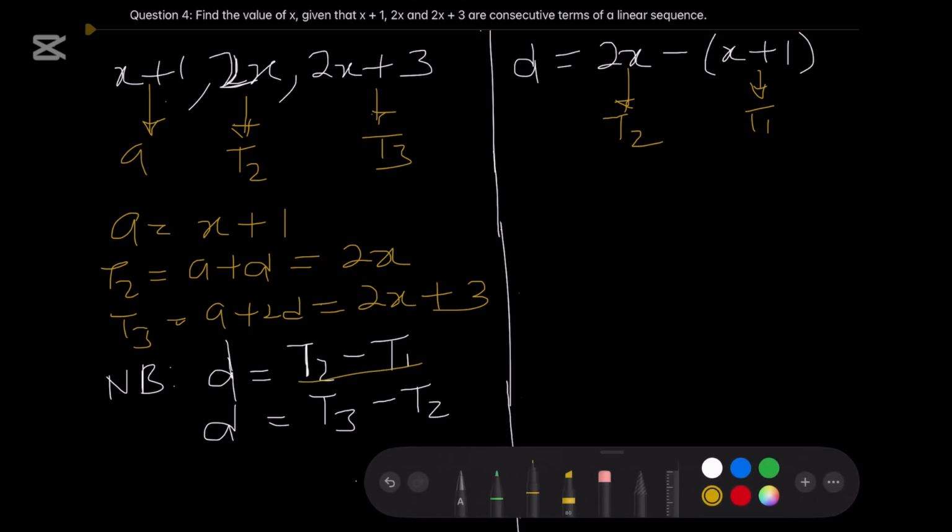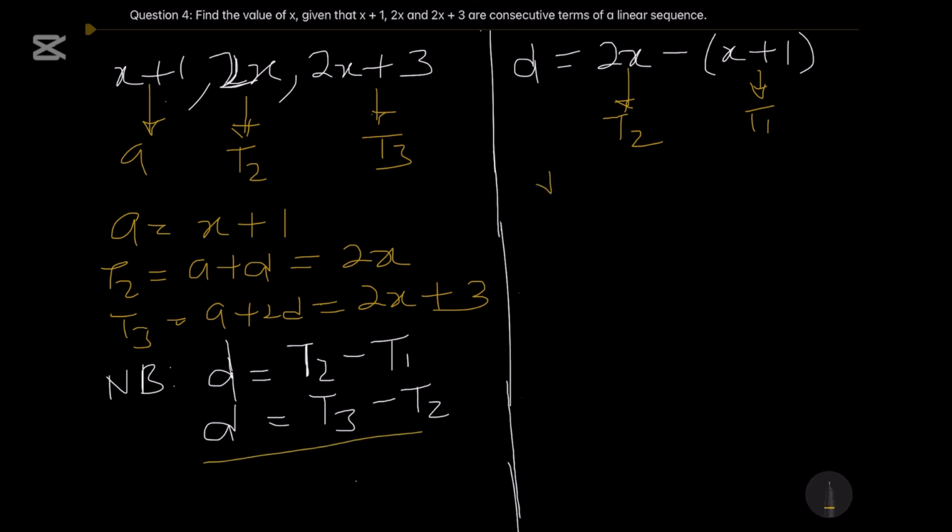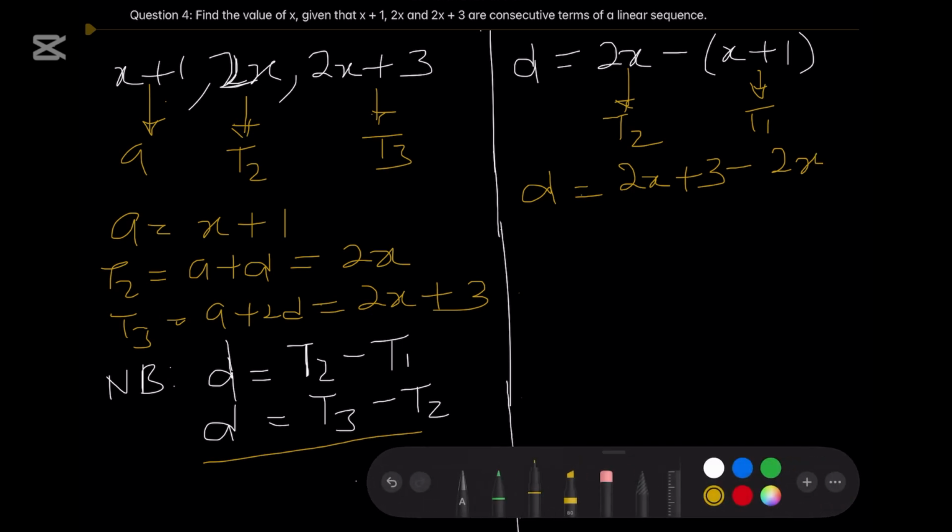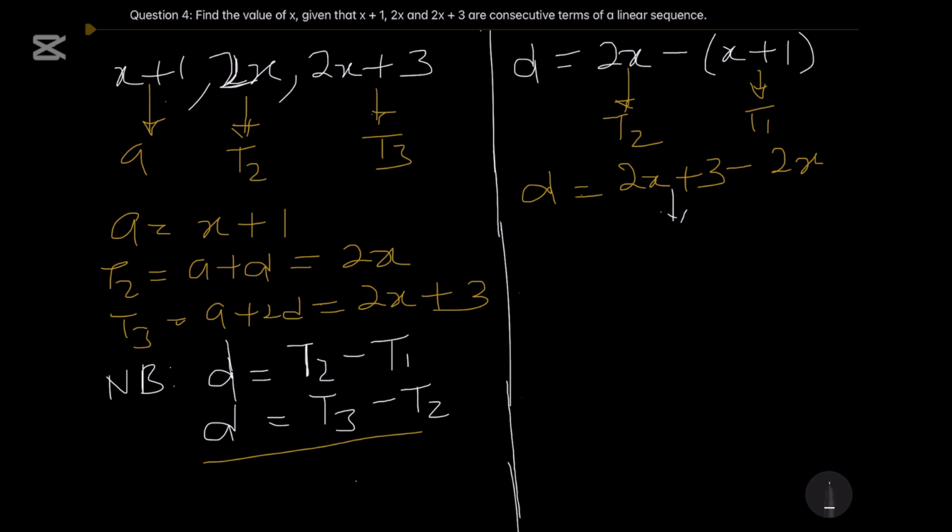So to continue, that is for the first one, and for this other statement also, our common difference is T3 minus T2. T3 is 2x plus 3 minus 2x. These are T3, and these are T2. Comparing the common difference, since it is the same over all the terms, the common differences are both equal to each other.